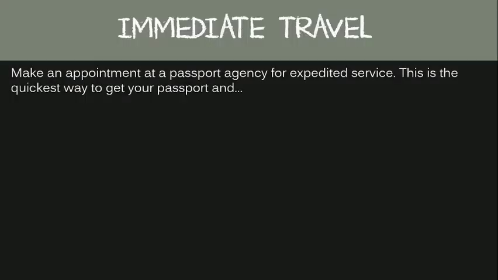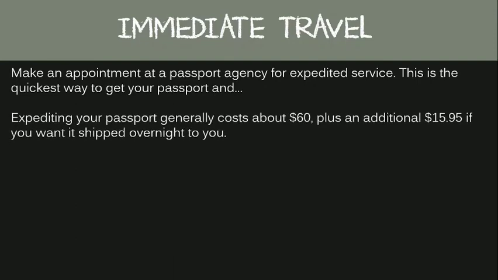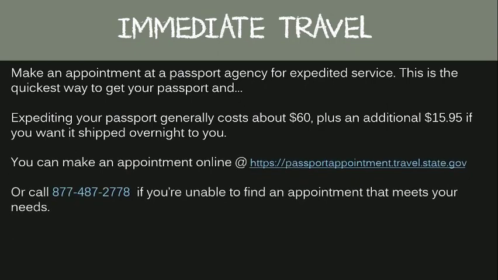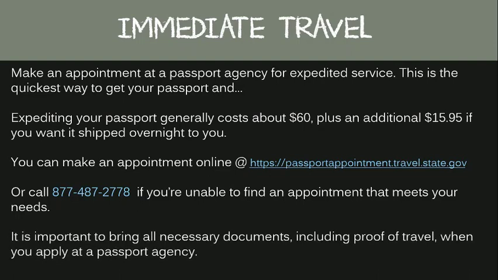So what should you do if you need to travel immediately? The first thing you'll want to do is make an appointment at a passport agency for expedited service. This is the quickest way to get your passport, and expediting your passport generally costs about $60 plus $15.95 if you want it shipped overnight to you. You can make an appointment online or call 1-877-487-2778 if you're unable to find an appointment online that meets your needs. And remember, it's important to bring all necessary documents, including proof of travel, when you're applying at a passport agency.